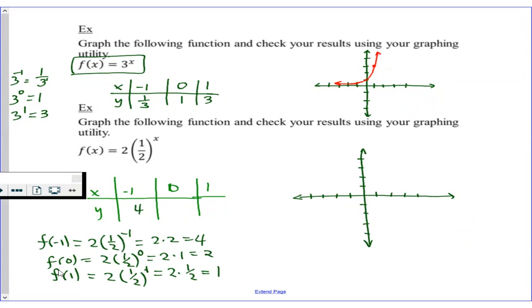So we have 4, 2, 1. So at negative 1, it is 4. At 0, it is 2. At 1, it is 1. So you can clearly see this function is going this way.